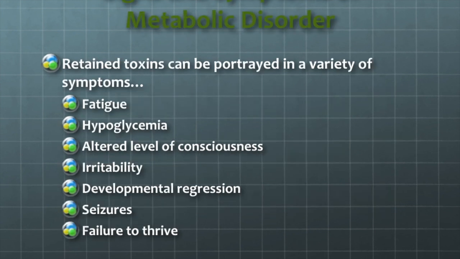Signs and symptoms of metabolic disorder related to toxins include fatigue, hypoglycemia, altered level of consciousness, irritability, and eventually we're going to see regression of developmental milestones. Some of the disorders can lead to seizure disorders, and then many of them result in failure to thrive.